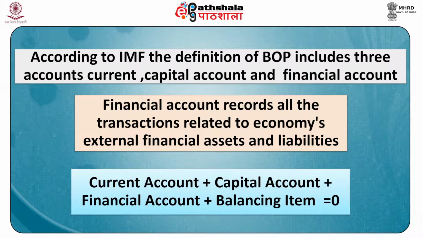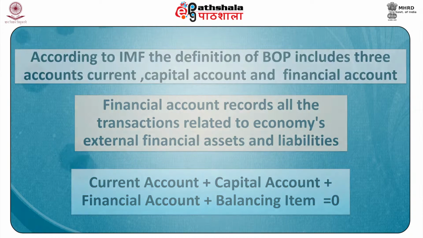According to the IMF, the definition of BOP includes three accounts: current, capital, and financial account. The financial account records all the transactions related to the economy's external financial assets and liabilities. So we have current account plus capital account plus financial account plus balancing item, which should be equal to zero.